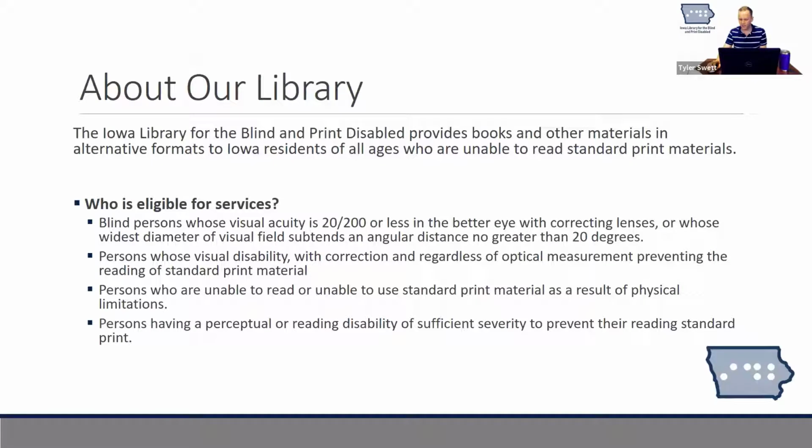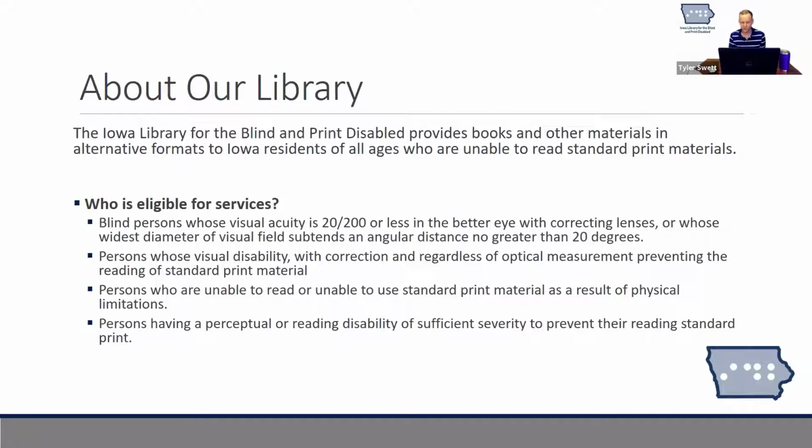So quickly, for those of you that have not been to our previous webinars, a little bit about our library. The Iowa Library for the Blind and Print Disabled provides books and other materials in alternative formats to Iowa residents of all ages who are unable to read standard print material. Eligibility is blind persons whose visual acuity is 20/200 or less in the better eye with correcting lenses, or whose widest diameter of visual field subtends an angular distance no greater than 20 degrees. Visual disability, so that's correction regardless of measurements. And then unable to read and write, use standard print. So that covers a big chunk of people.